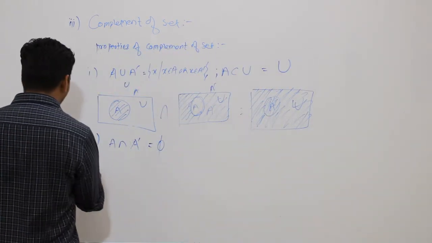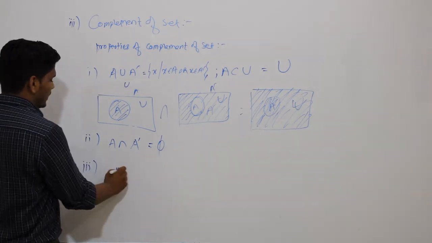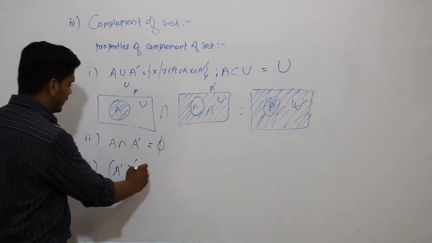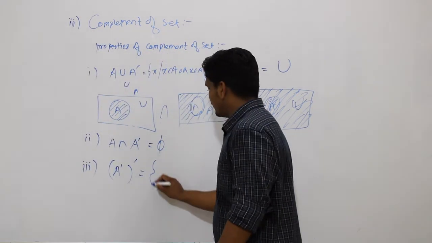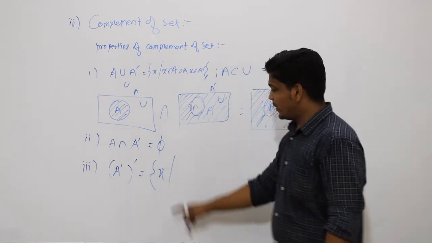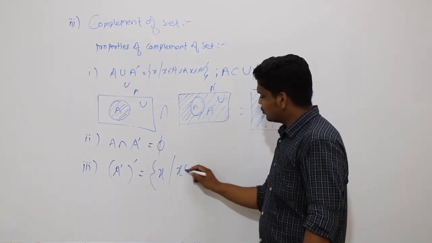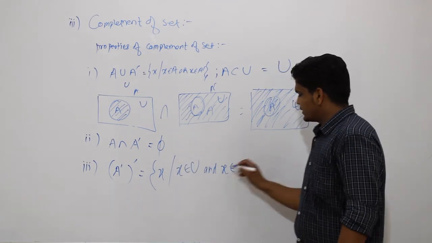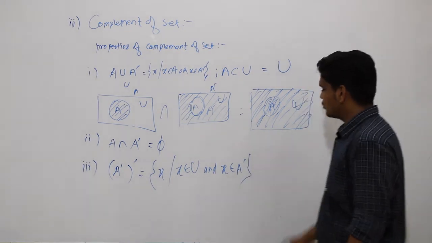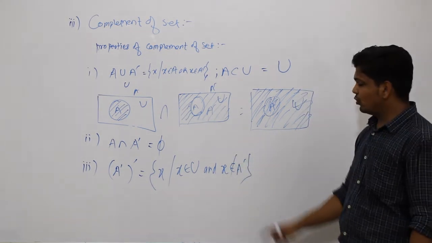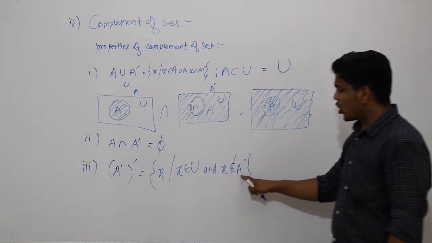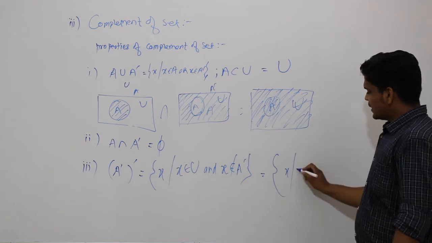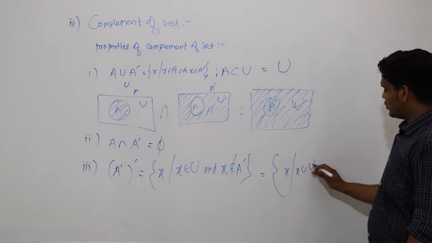Now I will go to the third property. What is the complement of A dash? I am taking the complement of A dash. By definition, it will be all elements X such that X belongs to U and X does not belong to A dash. You will take all elements of U that are not in A dash. This is nothing but X such that X belongs to U.